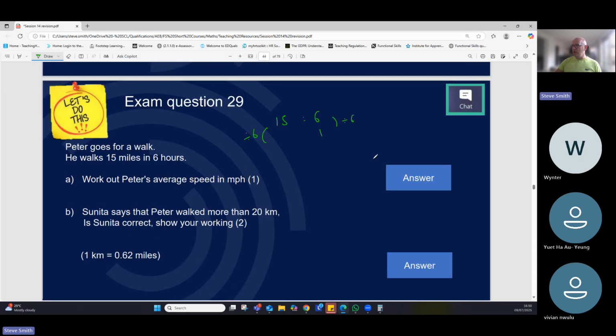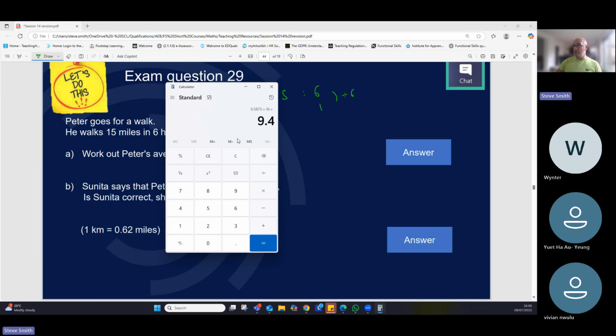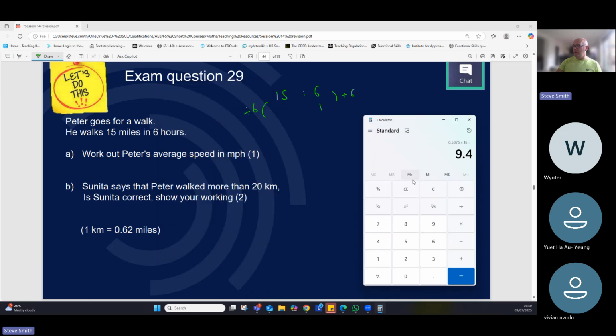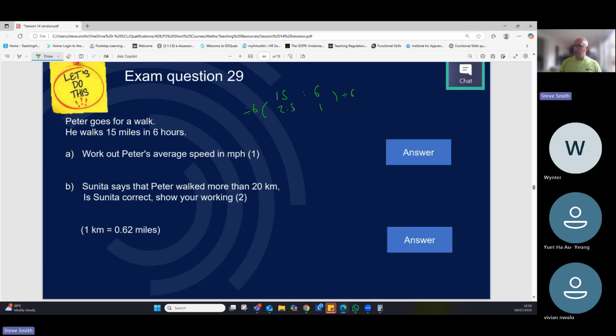Okay, it doesn't say no calculator, so let's not worry about that. Let's just do 15 divided by 6. Done. 2.5 miles an hour. There we go. Pete, you're not working too quick. You're doing all right. So answer for 2.5 miles per hour.